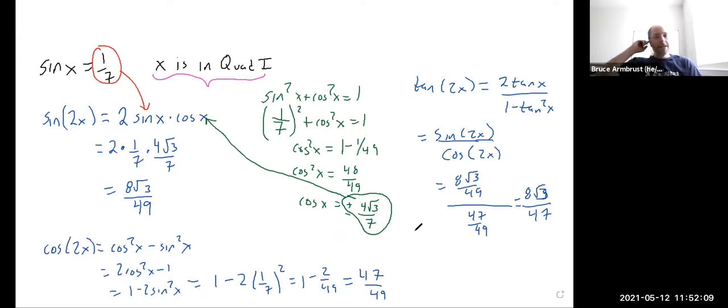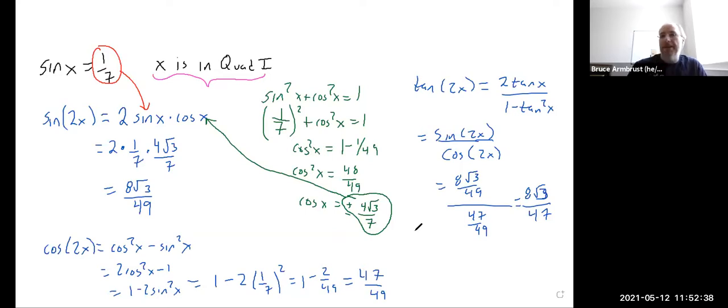So the power of this identity, or these sets of identities, is that I still have no idea what my angle is. No clue. Right? What is x? I don't know. What is 2x? I don't know. But it doesn't really matter. I now actually know the sine, cosine, and tangent of that double angle.